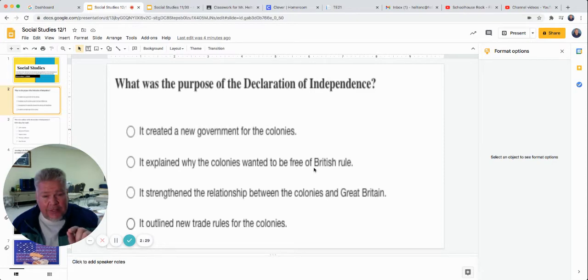The Declaration of Independence and the Constitution, two very different things, two very important documents. The Declaration of Independence came first, declaring our freedom from England. And then after we won the Revolutionary War and we were a new country, then we wrote the Constitution to create our new government. So try to remember those right there.